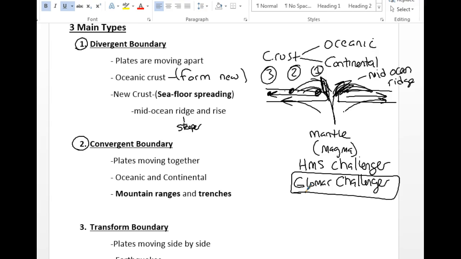Well, they found out that this first piece closest to the mid-ocean ridge was youngest, and as they moved away from this mid-ocean ridge, the crust got older. Well, if it formed at the same time, it should be all the same age. But if the one closer to the mid-ocean ridge, or where it's forming, is younger, that must have formed after the others. And it kind of gave them this idea of seafloor spreading. This didn't come from the HMS Challenger. This came from the Glomar Challenger.